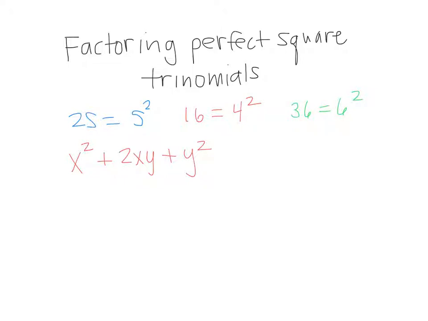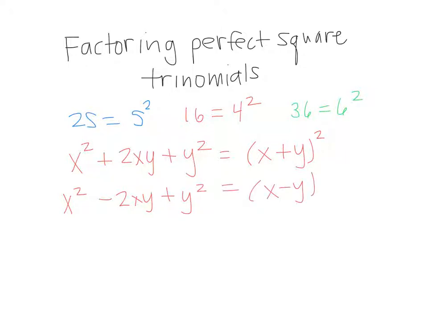Okay, so we have x squared and y squared. So two things that are squared is the first and last term, and then that middle term is twice the x times the y. And that is always going to factor into x plus y times x plus y, or in other words, x plus y squared. If we have x squared, instead of having a plus 2xy, we have a minus 2xy, and then plus y squared. It factors into x minus y squared. So that is the rule, the format that we can follow.